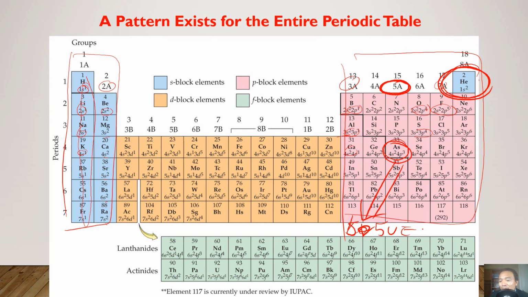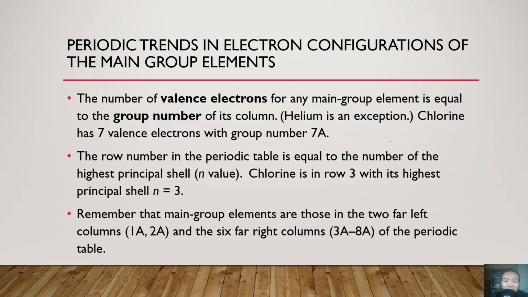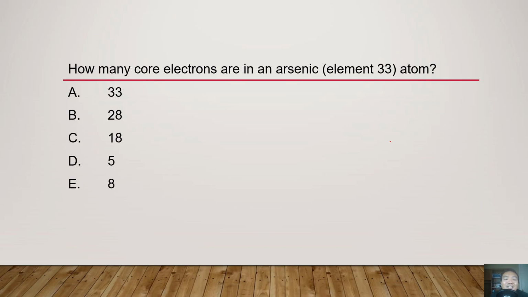Arsenic is number 33. That means you have 33 total electrons, out of which 5 are valence electrons. So 33 total minus 5 valence electrons, then you have core electrons. That would be 28 core electrons. 5 is the number of valence electrons, which is the same as the group number. So hopefully by now you have a complete understanding of how to do the electronic configuration.